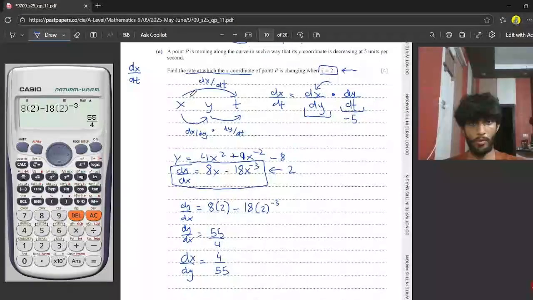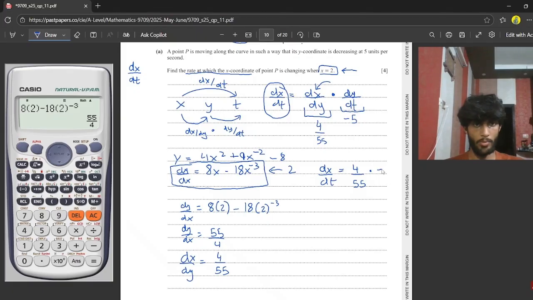So now we have this 4 over 55. We know what dx by dy is, we know what dy by dt is, therefore we can go ahead and find dx by dt. So dx by dt is just going to be 4 over 55 times negative 5. Sorry, that's negative 5. That's going to be negative 4 by 11. That is your rate of change of the x coordinate.